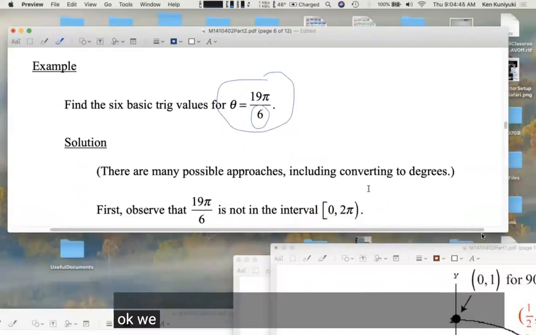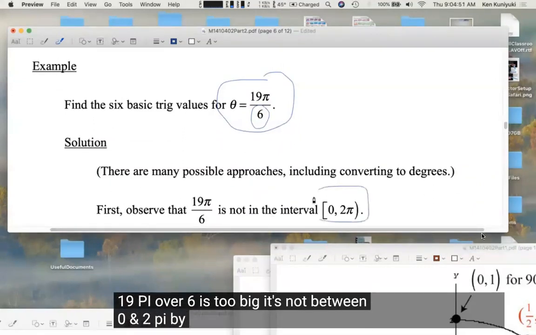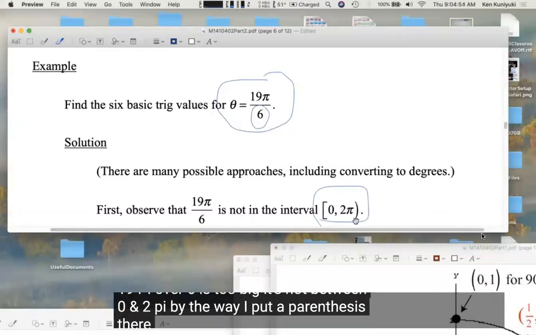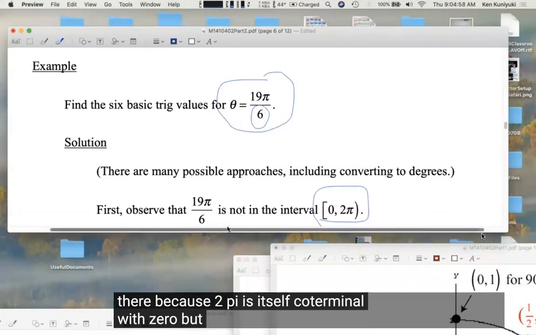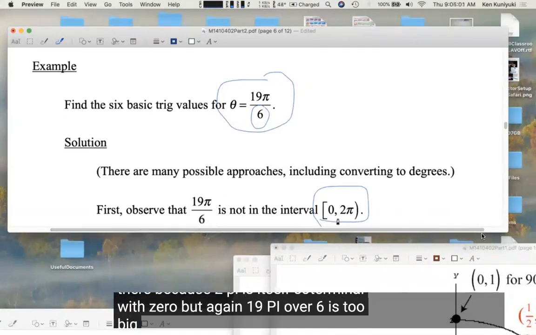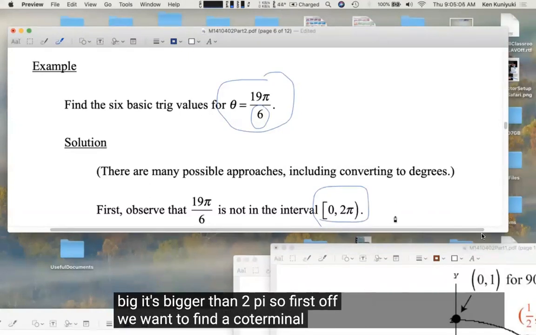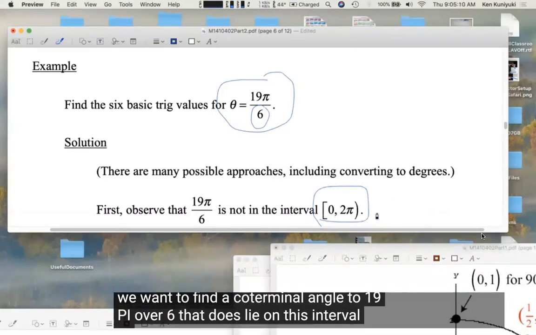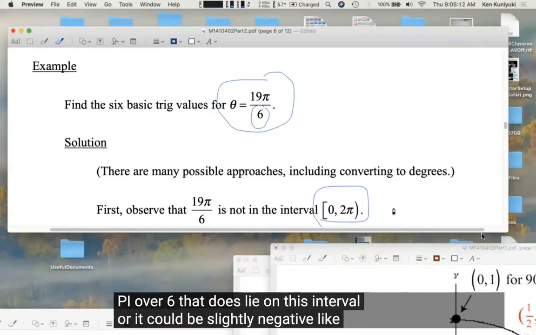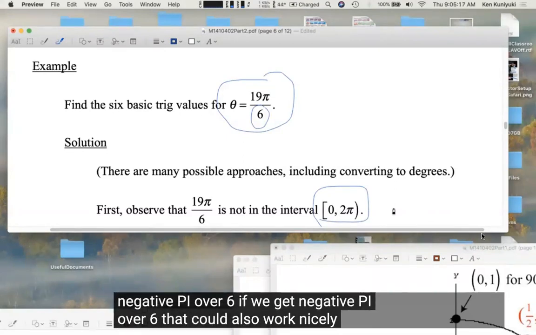Okay. We have a problem. 19 pi over 6 is too big. It's not between 0 and 2 pi. By the way, I put a parenthesis there because 2 pi is itself coterminal with 0. But again, 19 pi over 6 is bigger than 2 pi. So first off, we want to find a coterminal angle to 19 pi over 6 that does lie on this interval. Or it could be slightly negative, like negative pi over 6. If we get negative pi over 6, that could also work nicely.